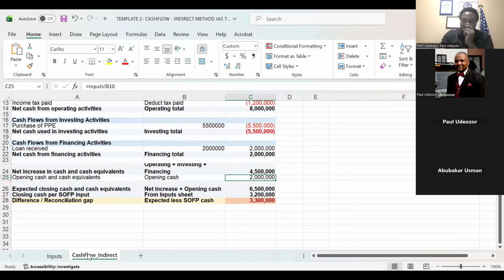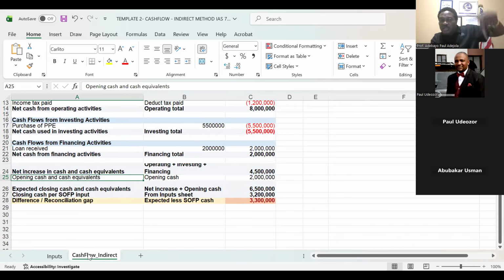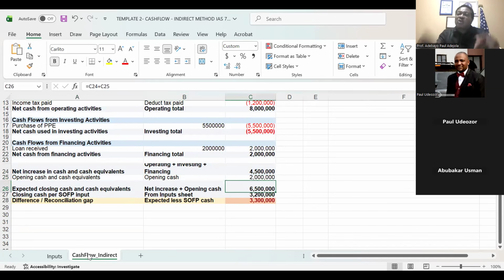All things being equal, ladies and gentlemen, once you come to net increase in cash and cash equivalent, and you add your cash at the beginning of the year, automatically, it is supposed to give you a closing cash balance in the question given to you or in your balance sheet. If it did not give you the exact amount, that means something is wrong, which is the case with this question. See, expected closing cash and cash equivalent is supposed to, let me even highlight this one.